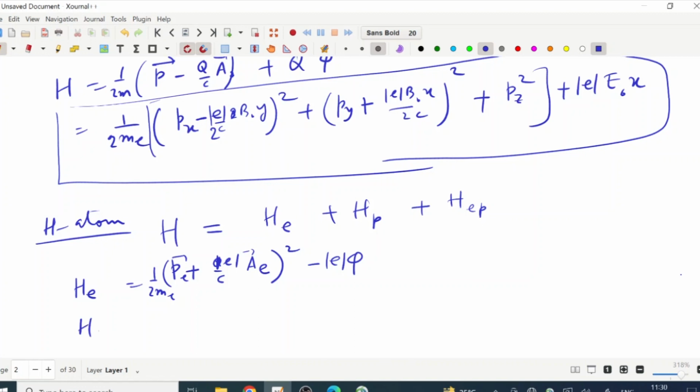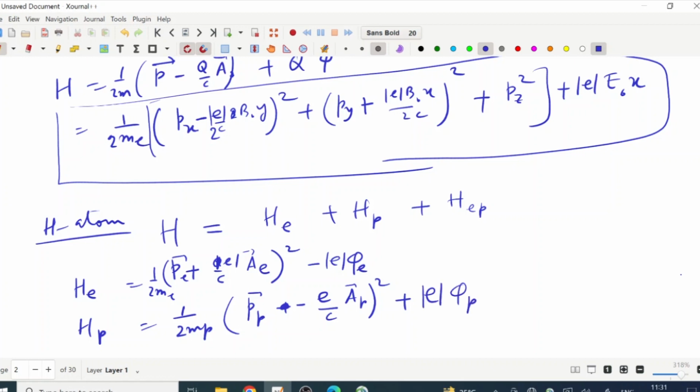Now, Hamiltonian of the proton will be 1 over 2 m_p and then p of proton plus, now it will be minus because proton is positively charged. So, q over c and then A of proton vector whole square and then plus e, or I am writing mod e, of phi of proton.